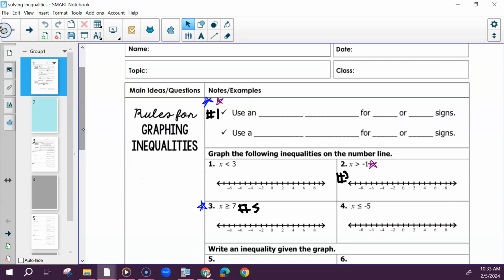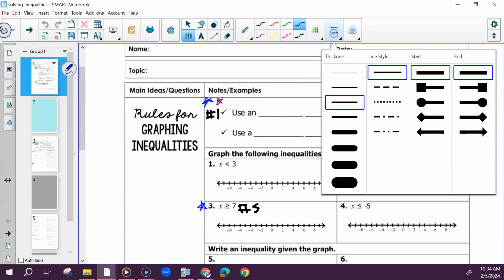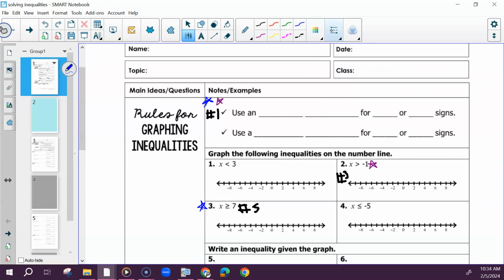Okay. So there are 2 rules when graphing inequalities. We're going to use an open circle for less than or greater than, strictly less than or strictly greater than signs. And then a closed circle for less than or equal to or greater than or equal to.